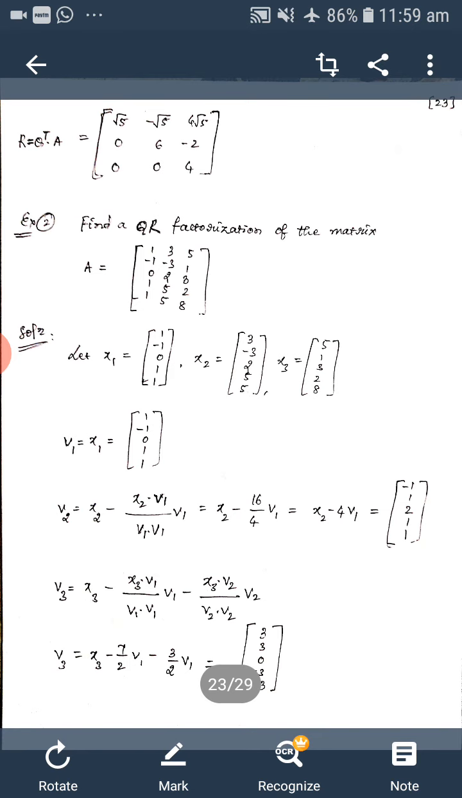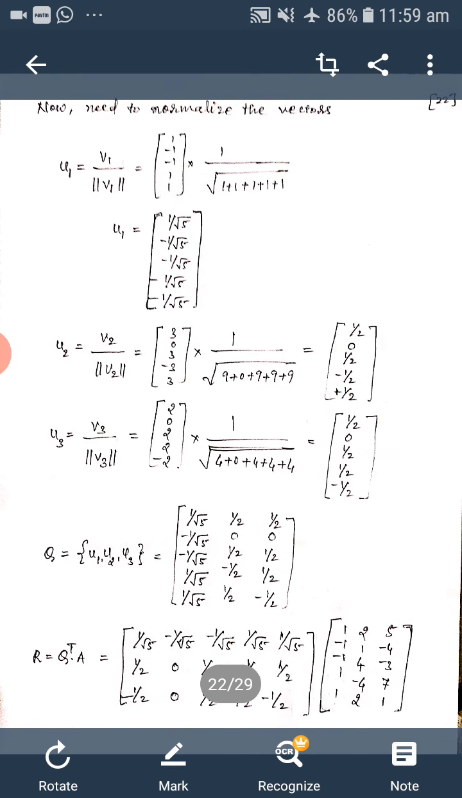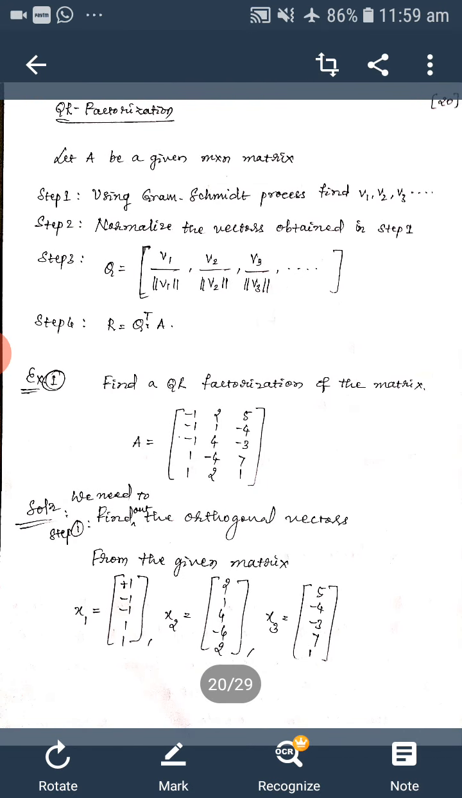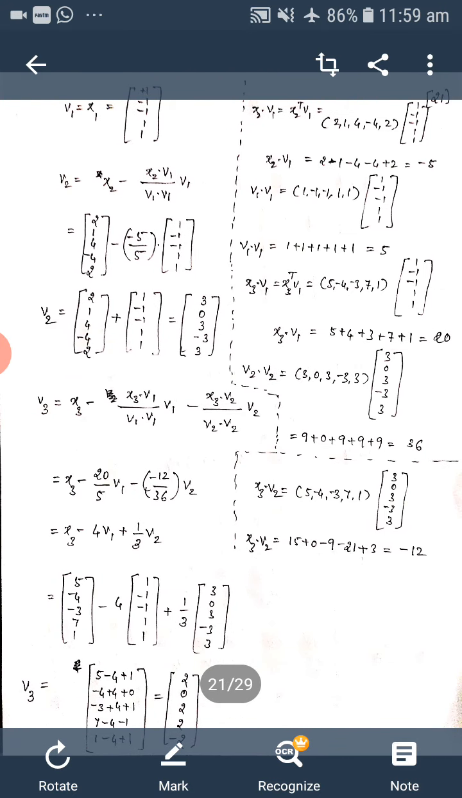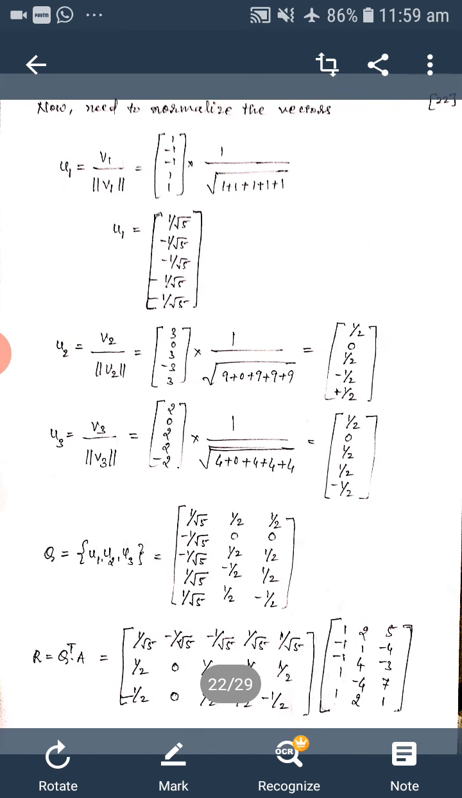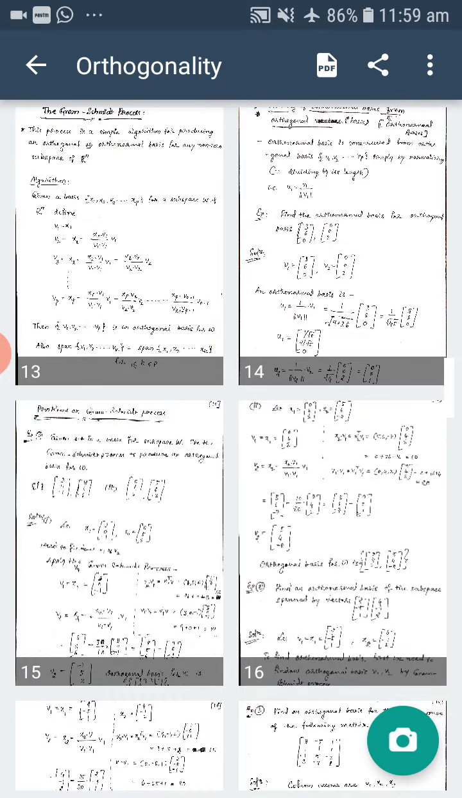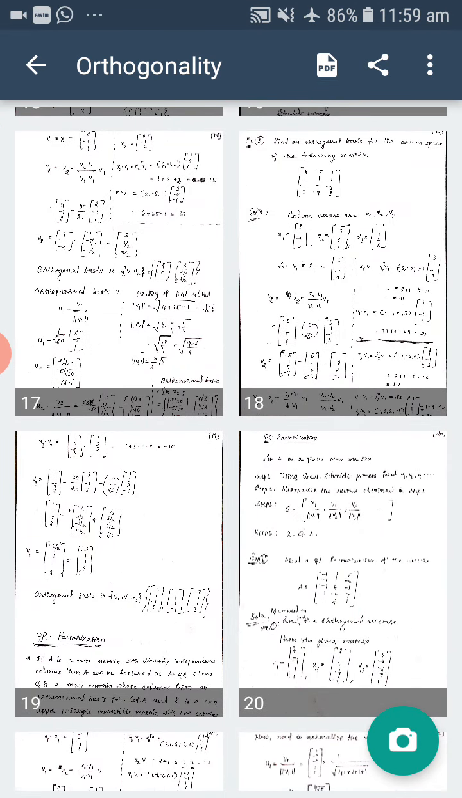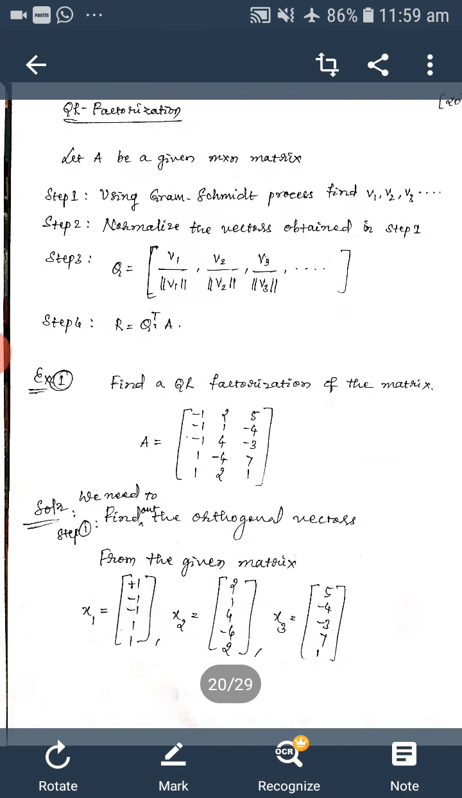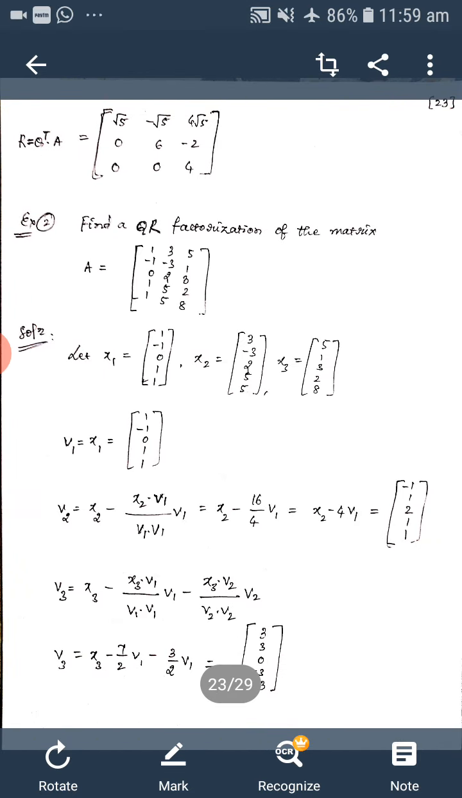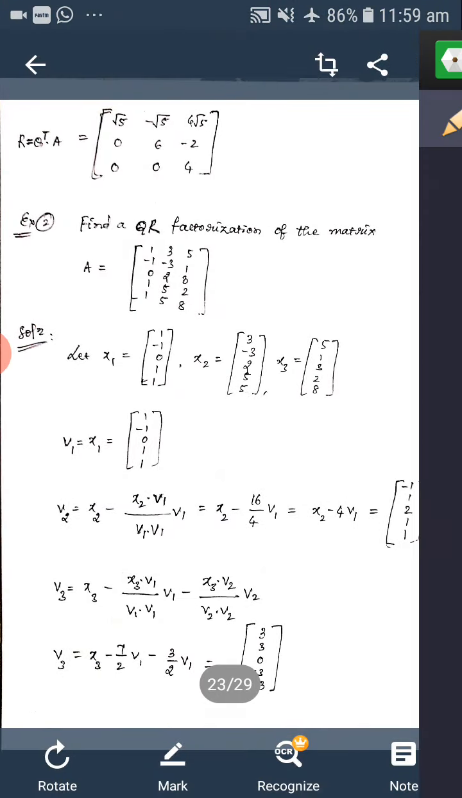So we have calculated Q. Before that, we need to apply the Gram-Schmidt method: get v1, v2, v3 from x1, x2, x3, then normalize, meaning calculate unit vectors. Normalizing the vectors gives Q, then take the transpose of that and multiply with A to get R. Similarly, we'll take other problems. This we have seen, so let us take another problem.